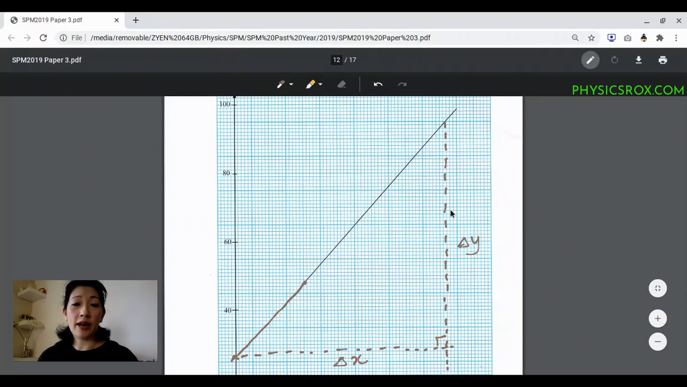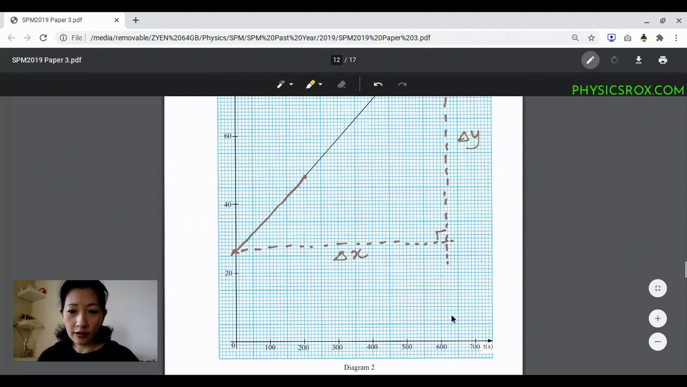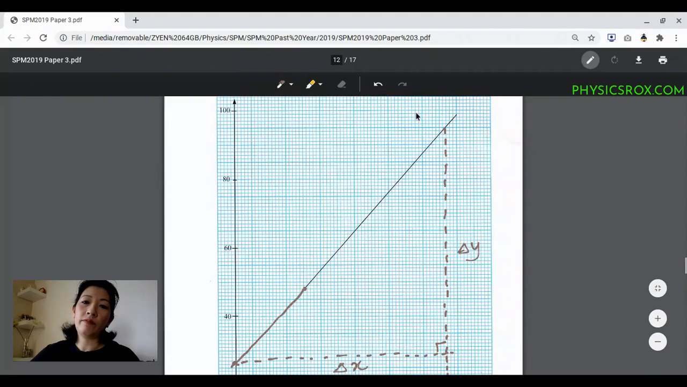So when you then put the values in your calculation, please make sure you take the coordinates correctly. So let's say, for example, in this case, this is 95 and 620.